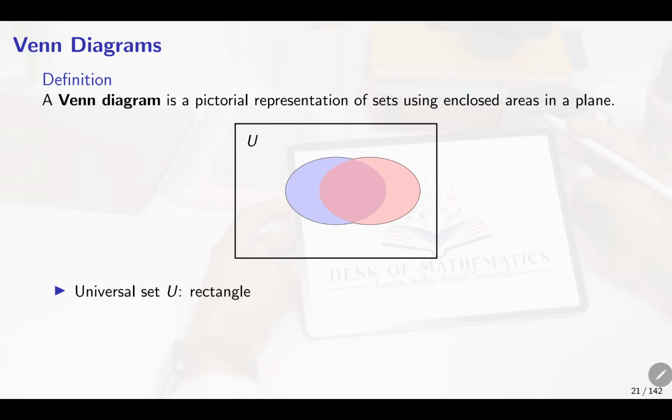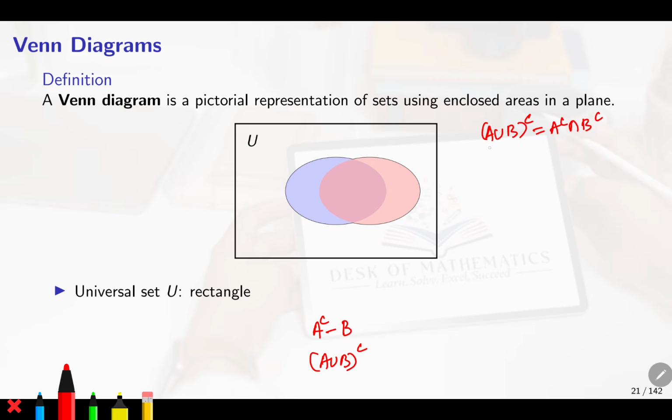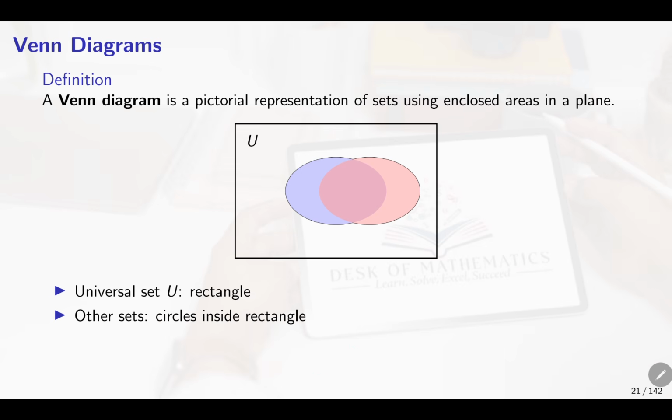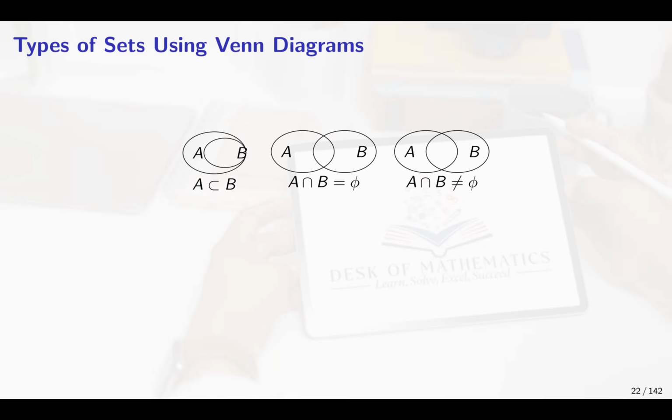So this is the Venn diagram, and they may ask you questions regarding the Venn diagram. Draw the Venn diagram of, for example, A complement minus B, or A union B whole complement, or prove by the Venn diagram that A union B whole complement is A complement intersection B complement. So you have to draw the Venn diagram of the LHS, draw the Venn diagram of the RHS, and show the shaded area is the same. Here the universal set is the rectangle, and the circles inside the rectangle are the other sets. Intersection is the overlapping region, and the union is the total area covered by the circles.